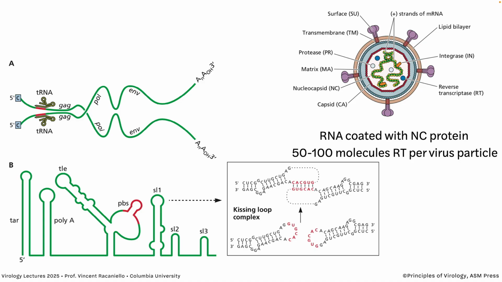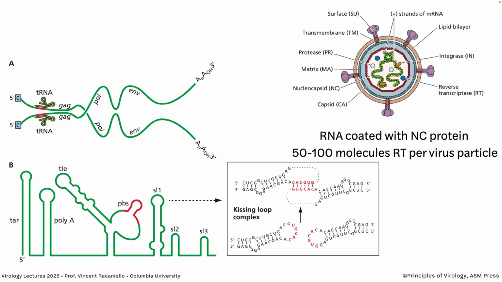All right, we're going to talk about reverse transcription in some detail. But first, the RNA. In the virus particle, there are 2 copies of the RNA. So we say it's diploid. And the RNA is coated with nucleocapsid protein. And there are about 50 to 100 molecules of reverse transcriptase per virus particle. So when we talk about the process of reverse transcription, this is happening on 2 RNA molecules, but there are lots of RTs that are working on those 2 RNA molecules.